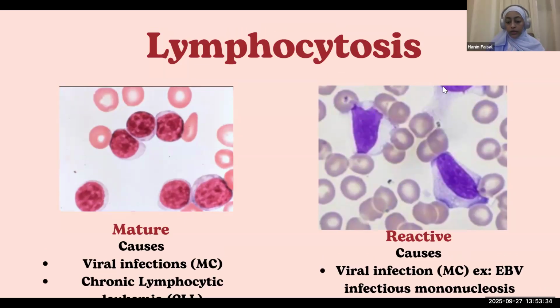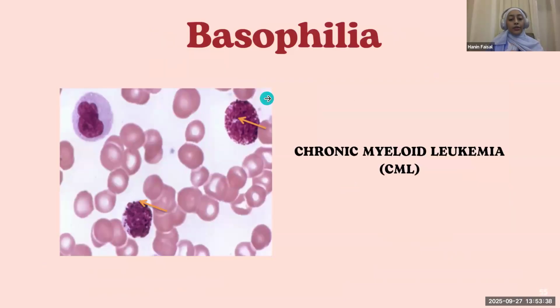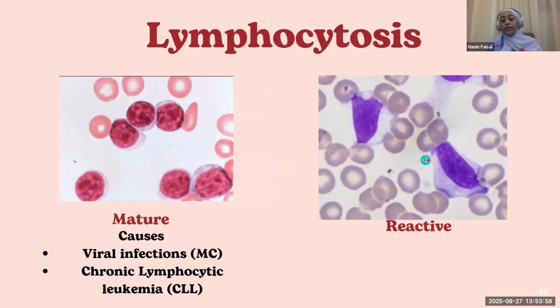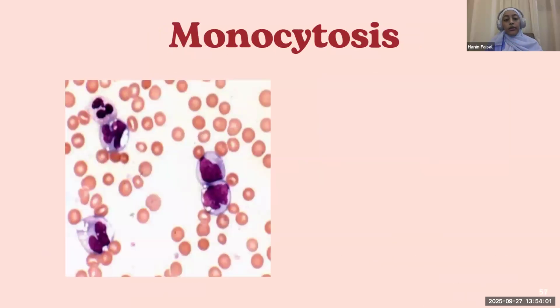Wait, can we get back to this one? Okay, one second. I just want you to know here that the most common cause of basophilia is chronic myeloid leukemia. I'll be explaining leukemia in the next slide, but for now, I just want you to know that basophilia, which is an increase in the number of basophils, is high in chronic myeloid leukemia. So this is the most common cause of basophilia. Again, for lymphocytosis you have the mature and reactive. Reactive is the infectious mononucleosis.